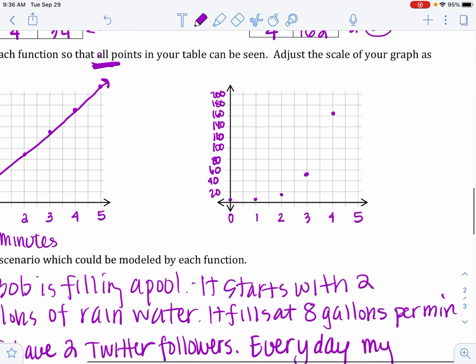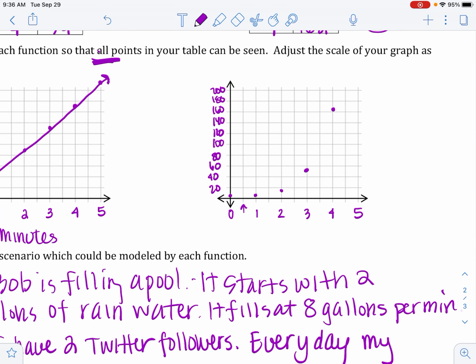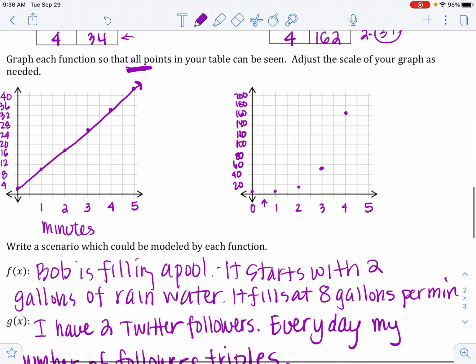So now I need to know, do I connect it? Can I have this right here? X, my input, is number of followers. Can I have half of a follower? Nope. So I'm going to leave it as discrete. Okay. No, X is not the number of followers. My bad. Y is the number of followers.